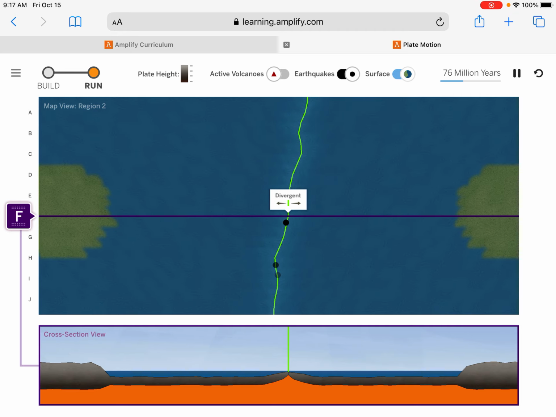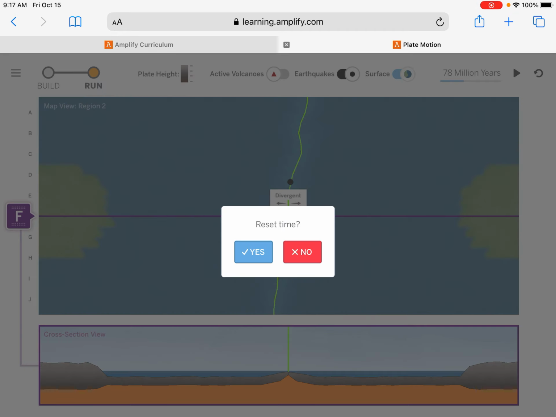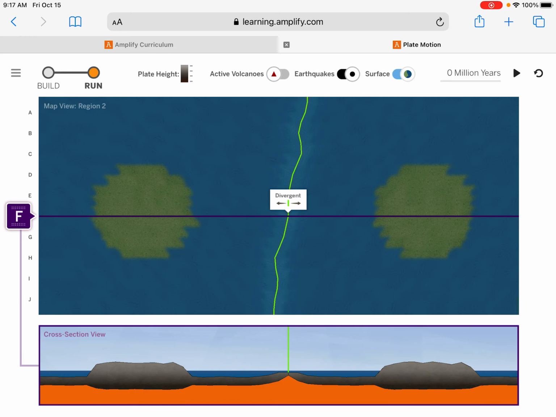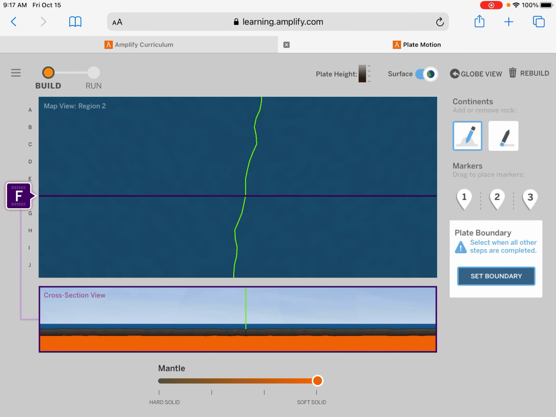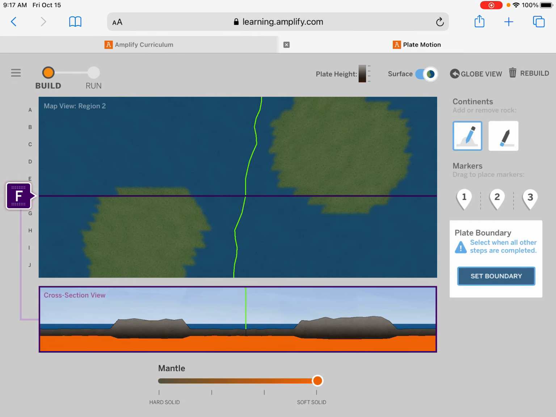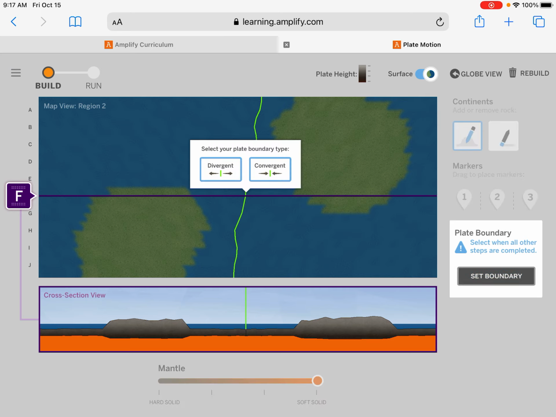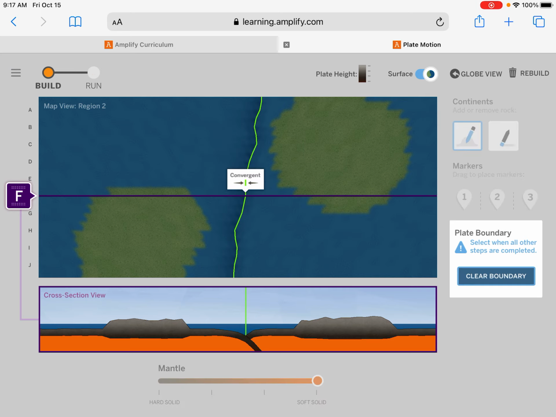Let me pause that. I'm going to rebuild it. Actually, I want to reset time. I'm going to rebuild. And this time, I'm going to make my continents a little bit different. Set the plate boundary. This time, let's do convergent. So we can see on the top view, we see that plate boundary line. And then in the cross-section view, we still see that lime green plate boundary line.